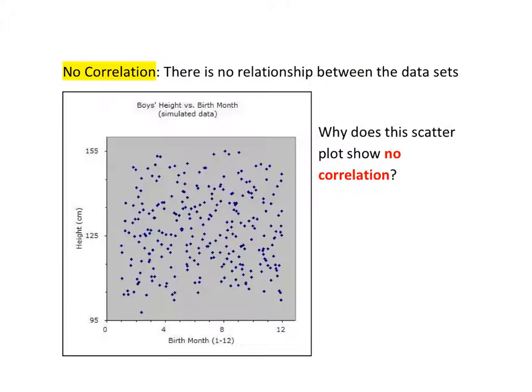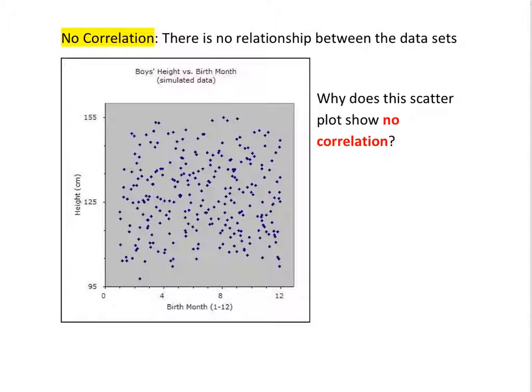And then no correlation would look like a big swarm of mosquitoes. There is no relationship between the two items. We can always graph two different items and look at their relationship. That doesn't mean that there is one. So here we've got your birth month, January through December, and then your height. Clearly, the month that you're born in does not determine your height. So this shows no correlation. It's just a big cloud. We have no way to determine where we would put that best line of fit.